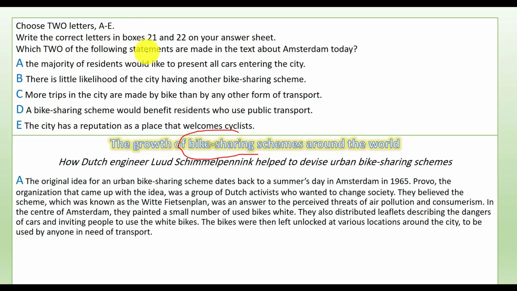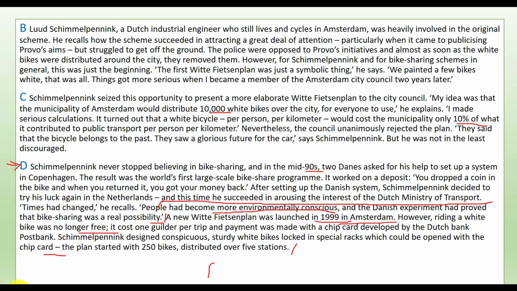Which two of the following statements are made in the text about Amsterdam today? The first thing we're going to do is just to look and search for Amsterdam today. I just want to say another important point, that these kinds of two questions, contrary to which paragraphs contains the following information, are usually in order. In 80% of the cases, or maybe 90% of the cases, the two questions are in order.